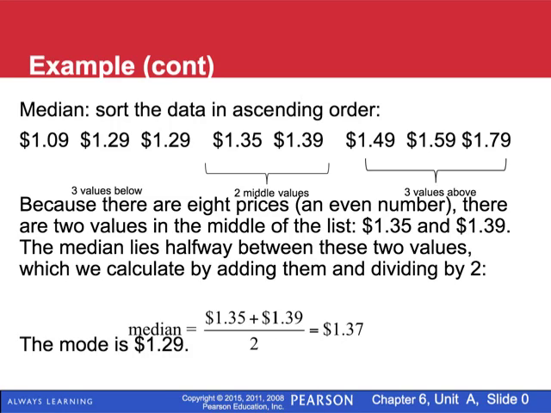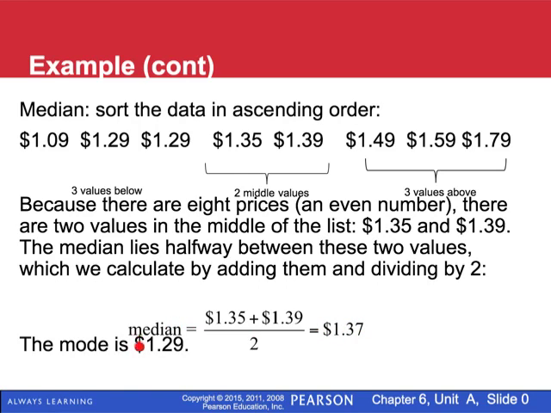The median. Now, here's where you have to think about how many values there are. In this case, there are an even number of values. So to find the median, you look at the very two middle ones. Okay, you look at the very two middle ones to find the median. And once you have the two middle ones, then you take the mean of those. Okay, the two middle ones are $1.35 and $1.39. So to find the median, you take the mean of these two. So the median is going to be $1.35 plus $1.39 divided by 2. So we get $1.37. This is the median.